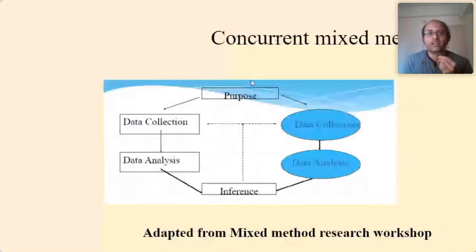Now, in the case of the concurrent mixed method, you do both of them in parallel. You have a purpose which is framed from either qualitative or quantitative. You individually collect data from qualitative methods and quantitative methods. Then you analyze the data from each of them separately, mix them together and do the final inference. This is called a concurrent model, which is utilized per se.